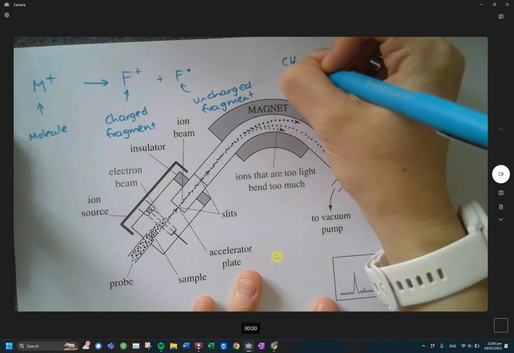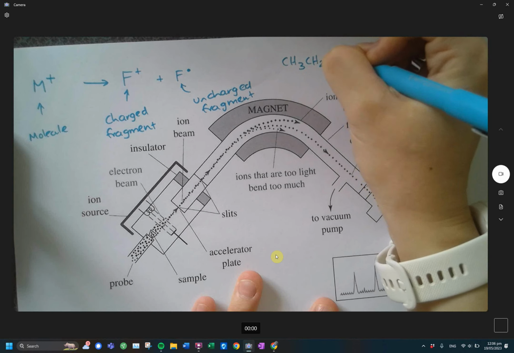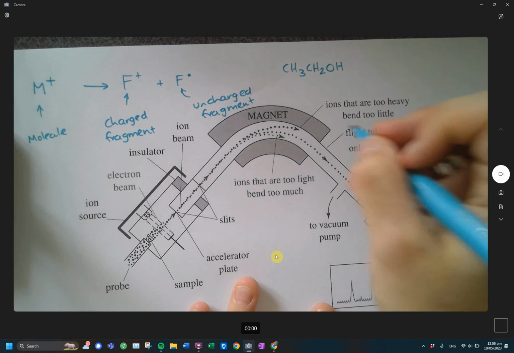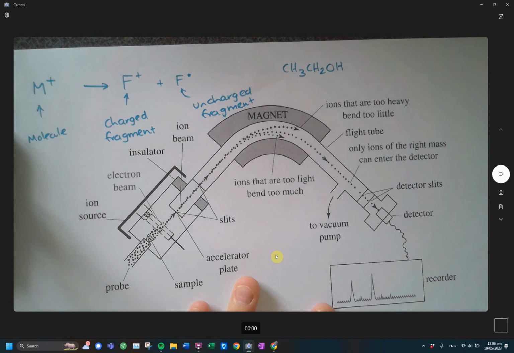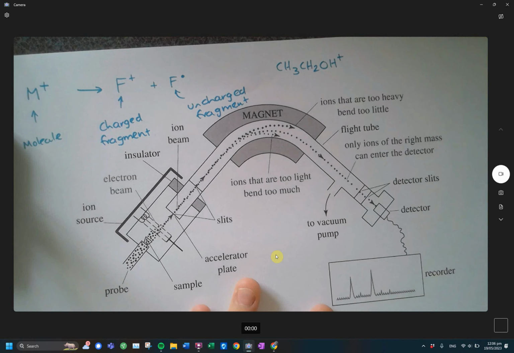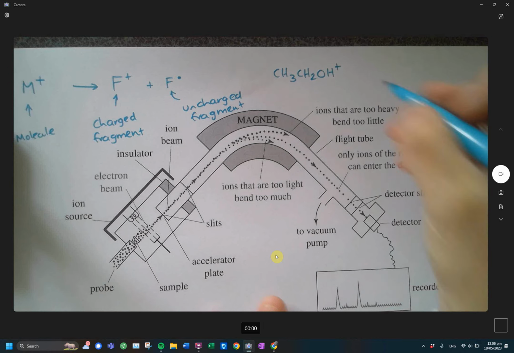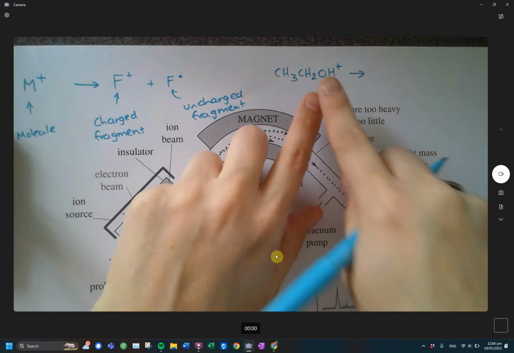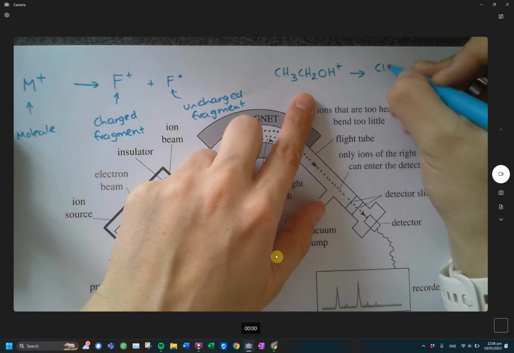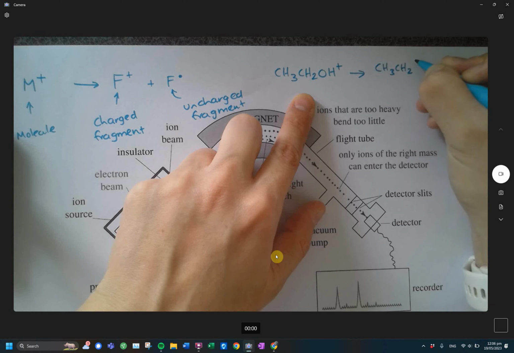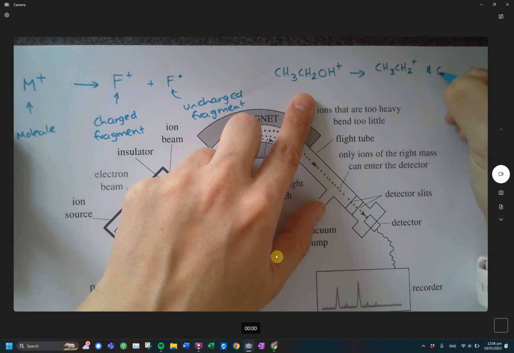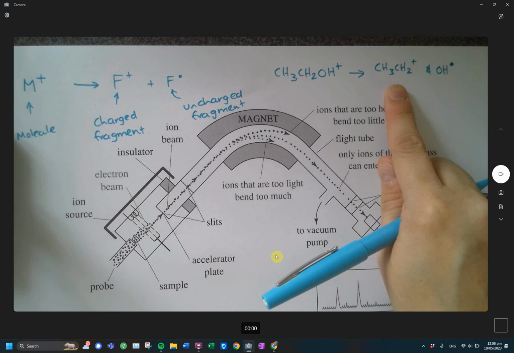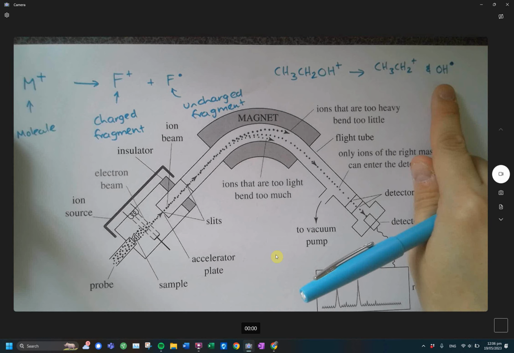So let's say I have ethanol, like that. Cool. It gets hit with electrons, and it knocks one of my electrons off. So now I have a charged particle. It is not stable, so it breaks apart. And it can break apart in multiple different ways. One way it could break apart is that it loses its OH, and I have a CH3CH2 that's left over. And in this instance, the charge has been left with the CH3CH2, and the OH doesn't have the charge.